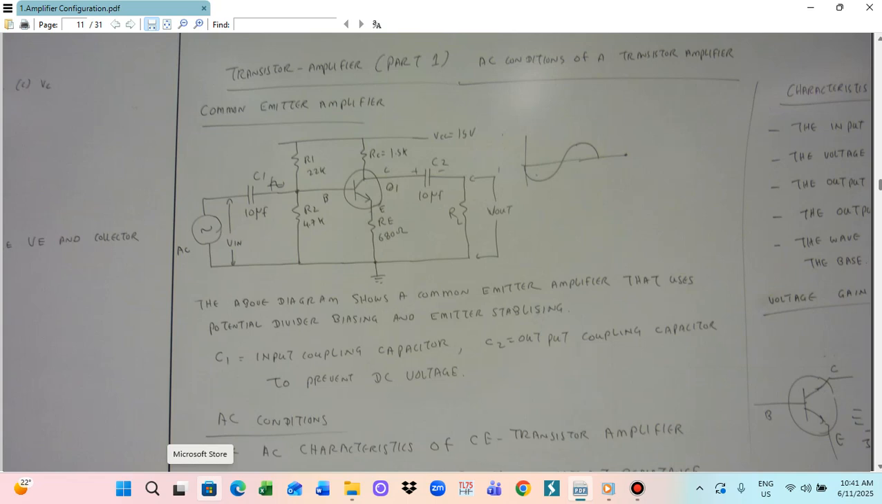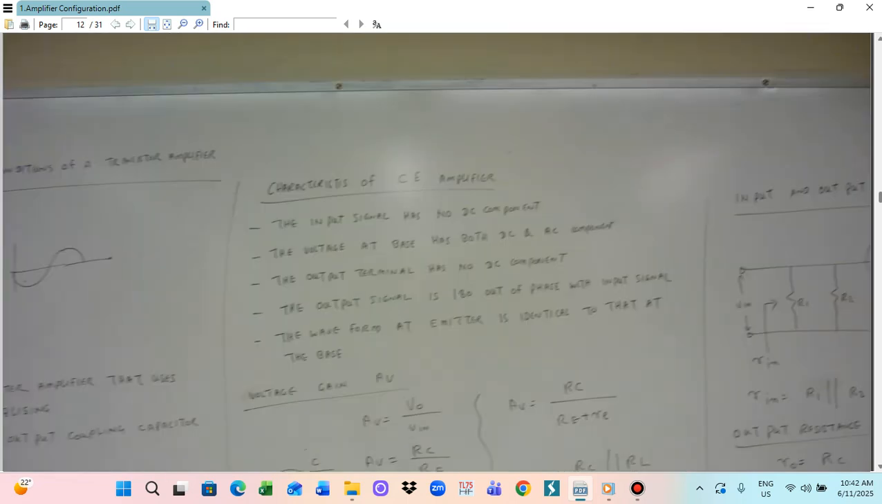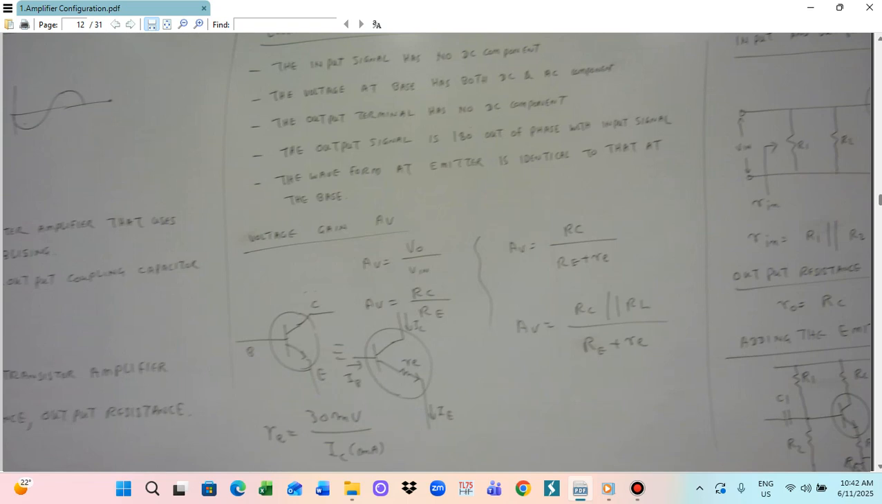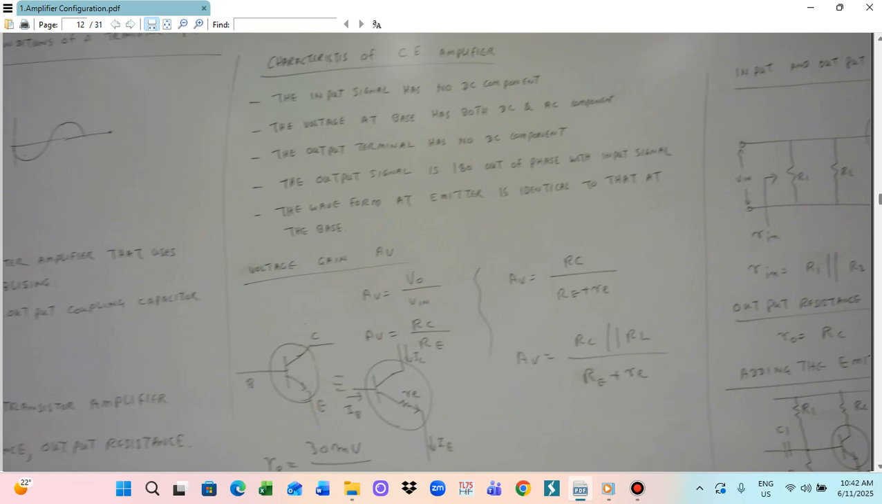In the radio circuit, it contains many stages of amplifiers. The amplifier requires stability, so to maintain the stability, we have to utilize the RE. To maintain the input and output signal amplification, we have to use C1 and C2. So the AC characteristic of the transistor amplifier depends on the voltage gain, input resistance, and the output resistance. These determine the AC characteristic of the transistor.